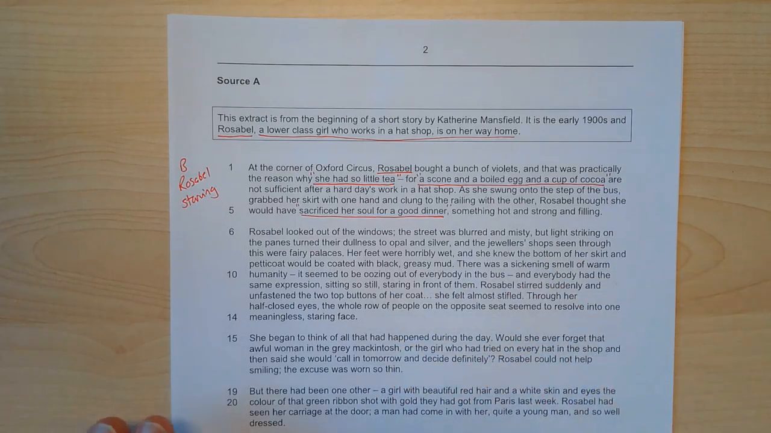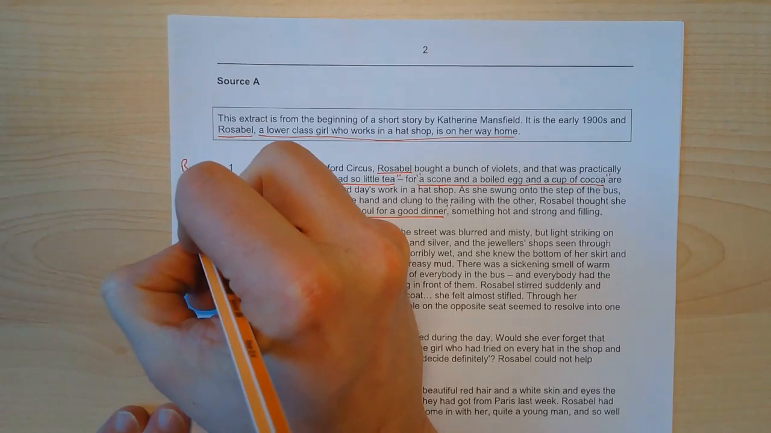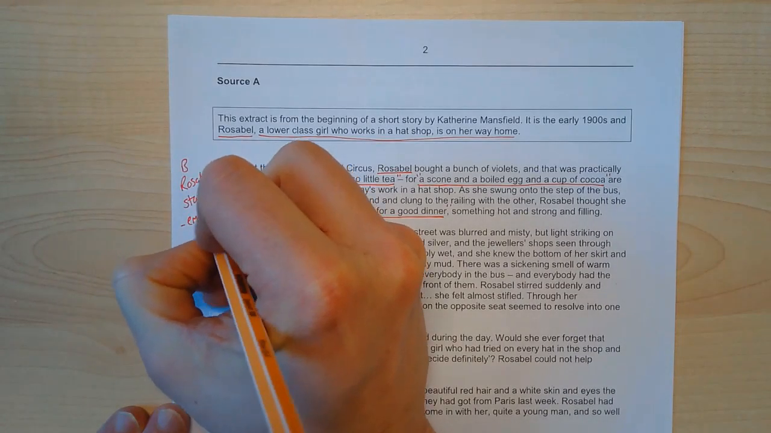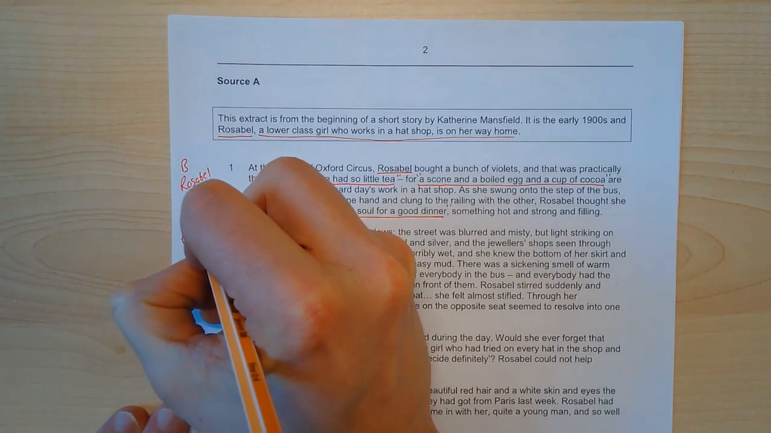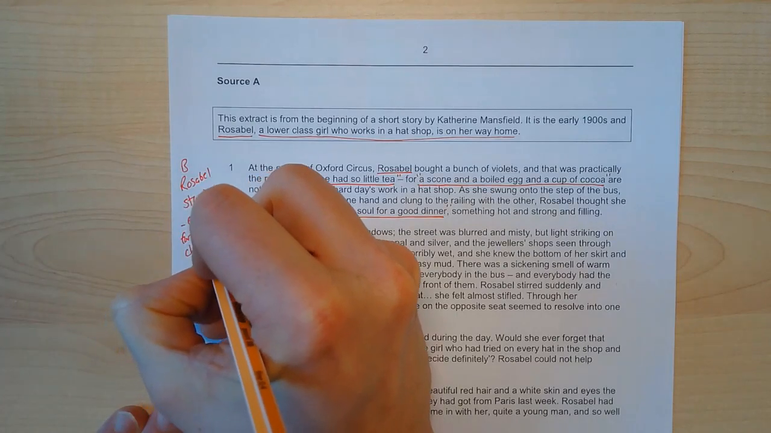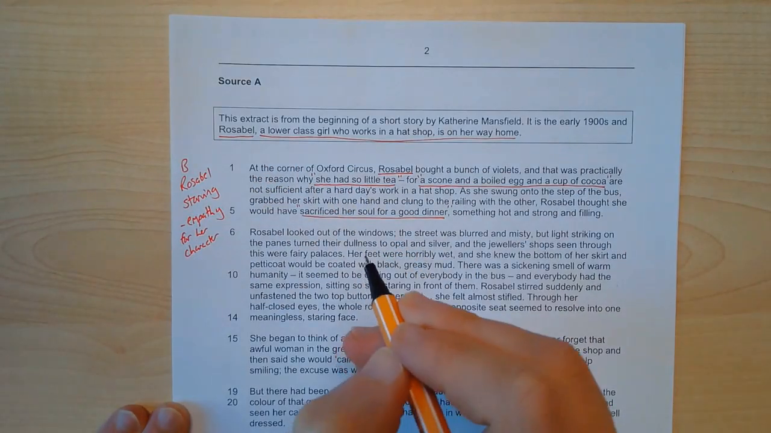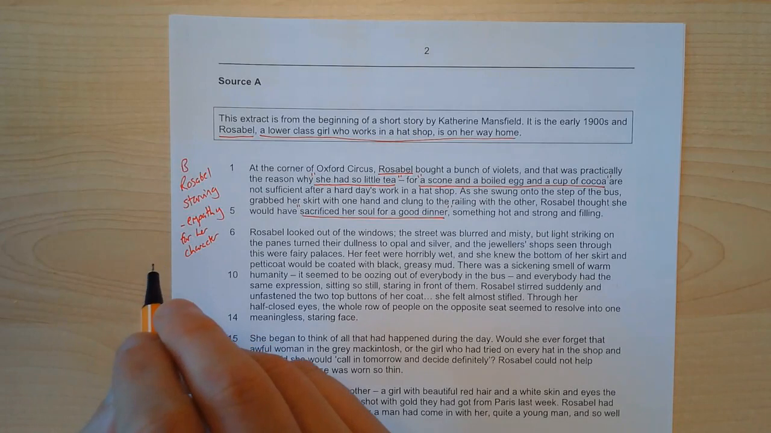But clearly at the moment, we're starting to empathise. We're showing empathy for her character. We as a reader want to be invested in her character. We know that she's starving.